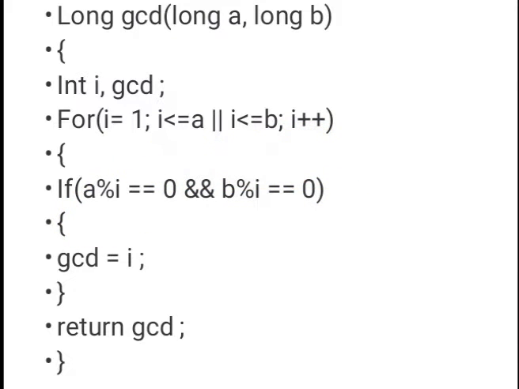As you know, a for loop has three basic parts, that is initialization, then condition, then increment. In initialization I declare i is equal to 1, and in the condition I declare i is less than or equal to a, then the OR operator, then i is less than or equal to b. Then in the increment I declare i plus plus, which means i is incremented every time. So the loop body will execute if both conditions are true, and if either one of them is true, then the body will also execute.